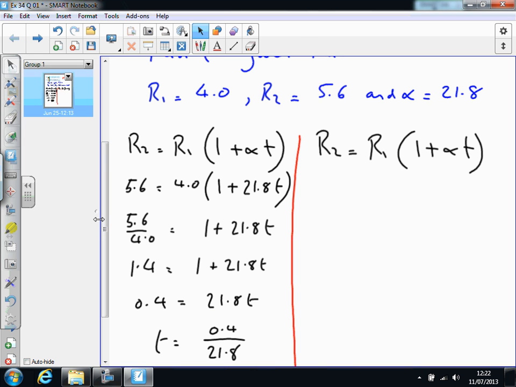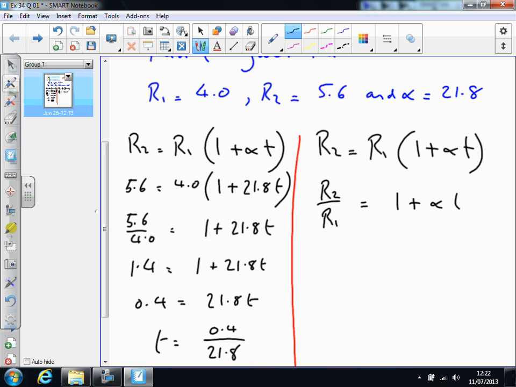Now let's have a look at it from the point of view of just rearranging the formula. I'm after t, so I want to rearrange this formula for t. And I follow almost the same sort of logic as I do for solving the equation, only I can't work it out as I'm going along. So everything on the right hand side has been multiplied by R1 outside the bracket, so divide both sides by R1. R2 over R1 equals 1 plus alpha t. Again, we no longer need the bracket. So now subtract the 1. R2 over R1 minus 1 equals alpha t. And then divide both sides by alpha, and I get t equals R2 over R1 minus 1, all divided by alpha.